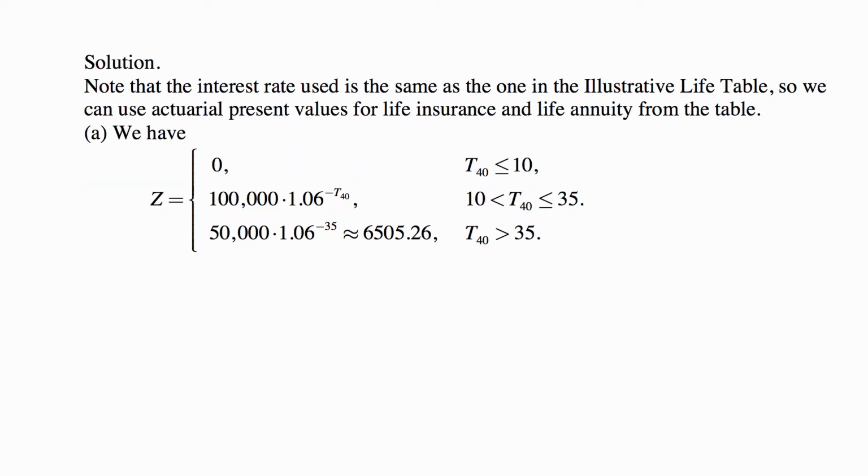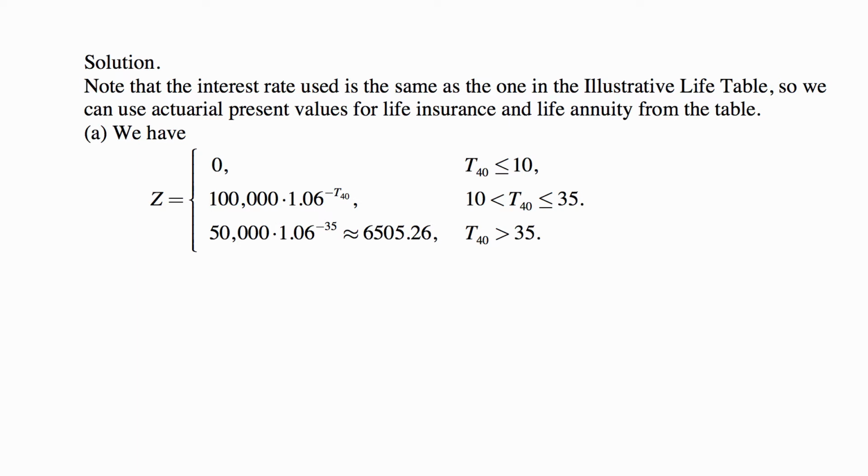So for Part A, the benefit is 0 if death occurs during the first 10 years, because there is no death benefit then and there is no survivor benefit. So there's 0 for T40 less than or equal to 10. Then it's 100,000 death benefit, so its present value is 100,000 times 1.06 to the minus T40. And that's for T40 between 10 and 35.